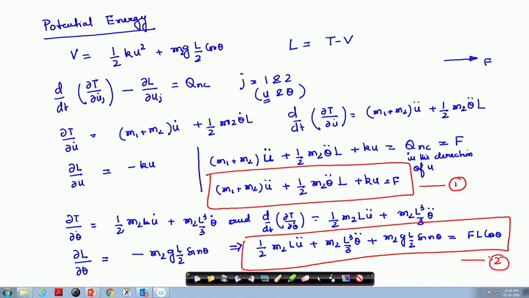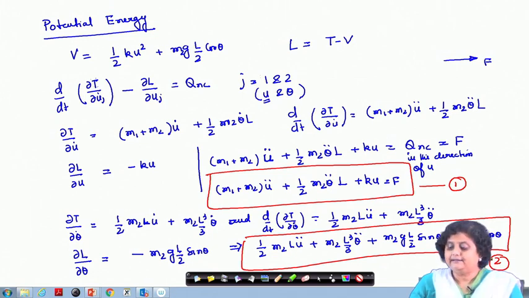So, we get two equations of motion corresponding to the two degrees of freedom, that is u and theta. These two equations can also be written in matrix form, and you will see that in this case the mass matrix is non-diagonal while the stiffness matrix is diagonal. So, this is a good example to see that the mass matrix can also be non-diagonal.